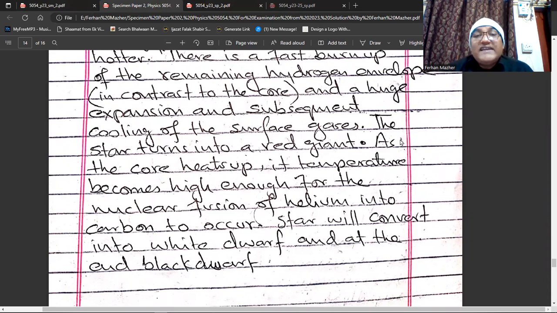As the core heats up, its temperature becomes high enough for the nuclear fusion of helium into carbon to occur. The star will convert into a white dwarf, and at the end a black dwarf.